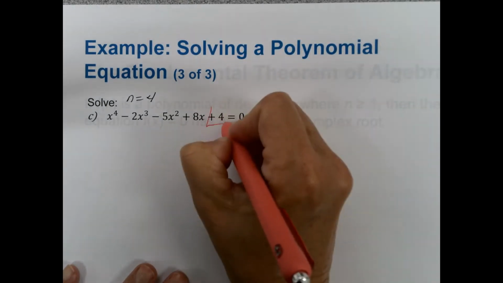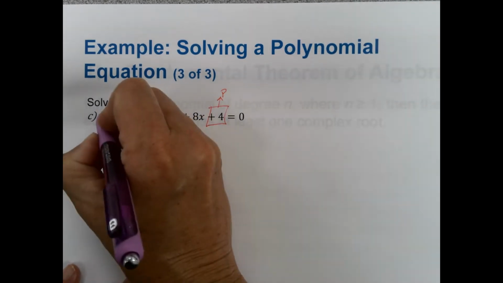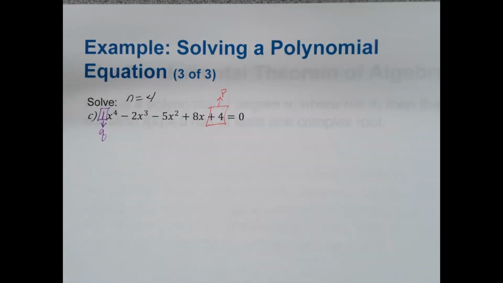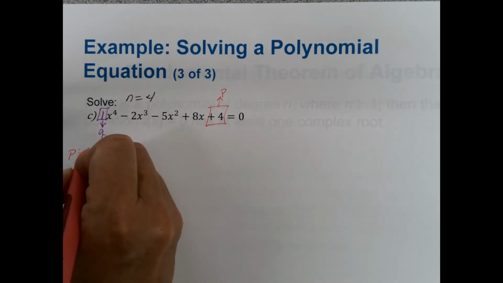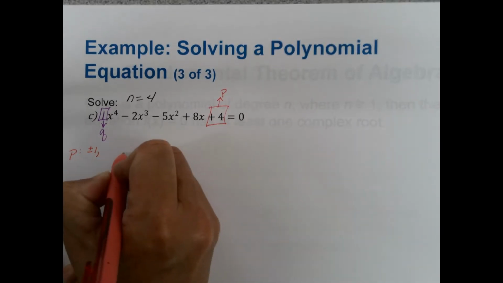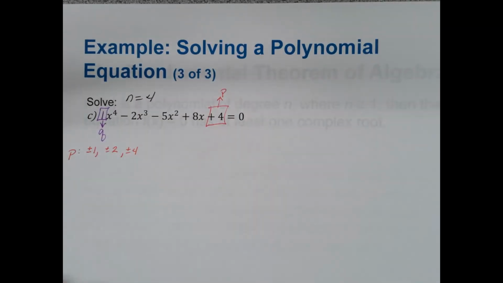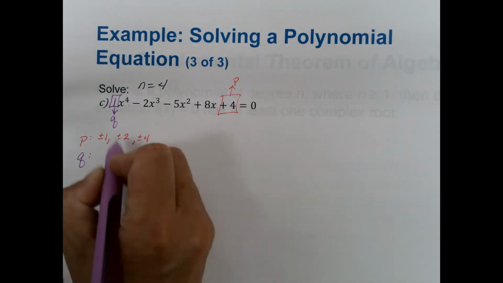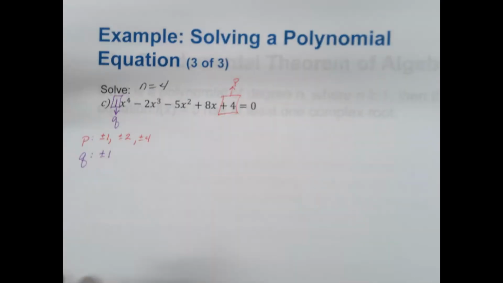My p's come from the 4, and my q's come from the 1. Factors of 4: plus or minus 1, plus or minus 4, plus or minus 2. The q's are factors of 1. Well, that's just plus or minus 1 again.